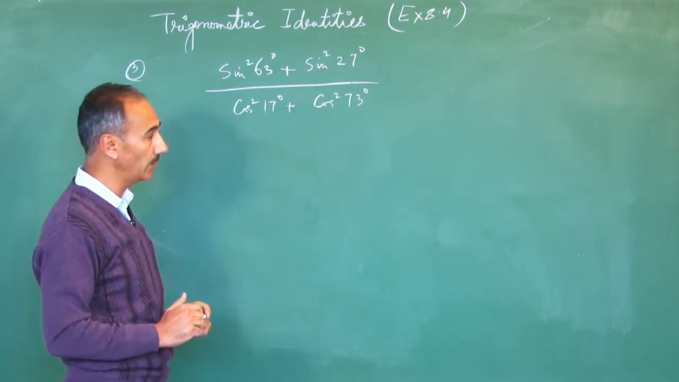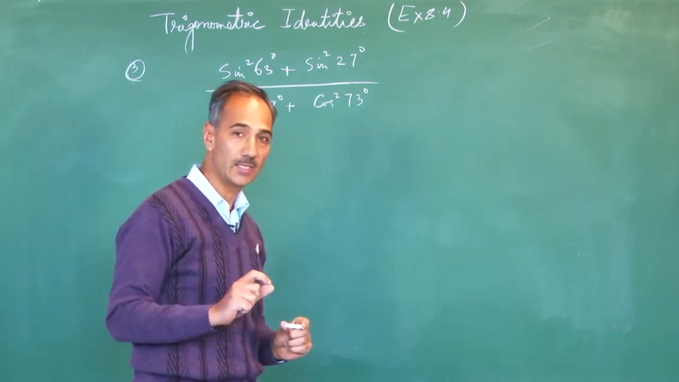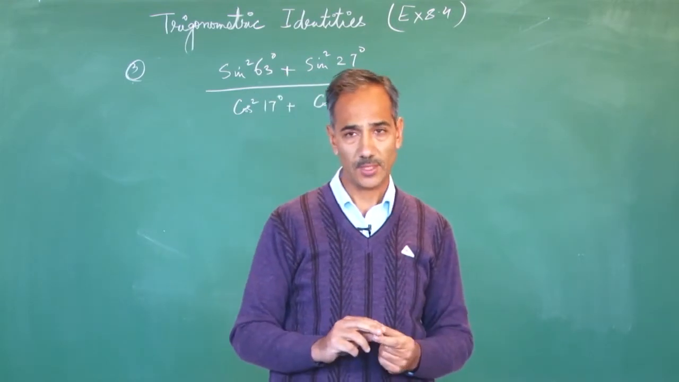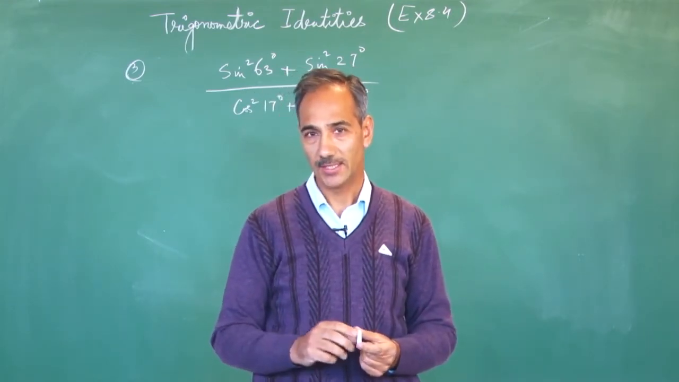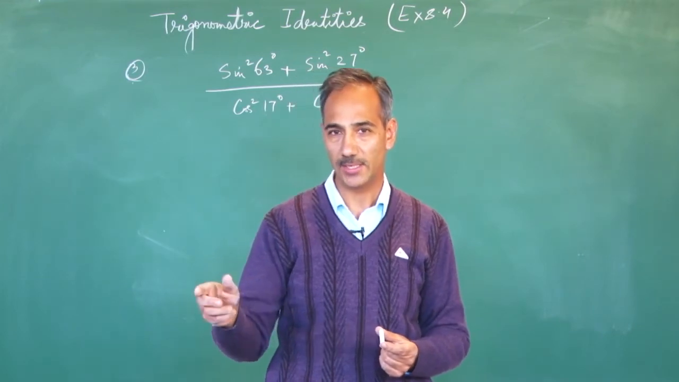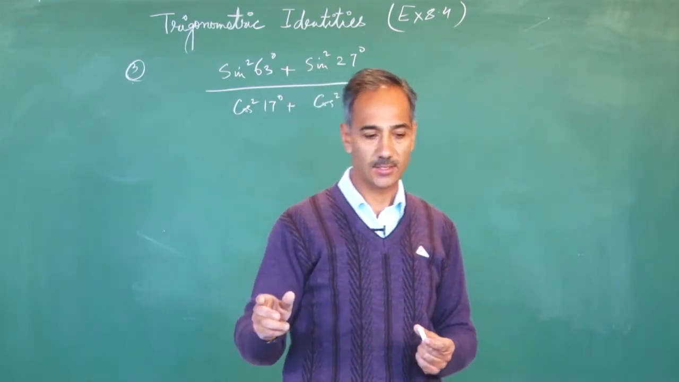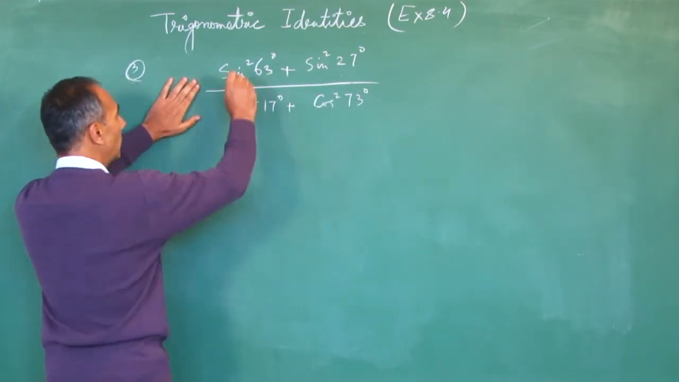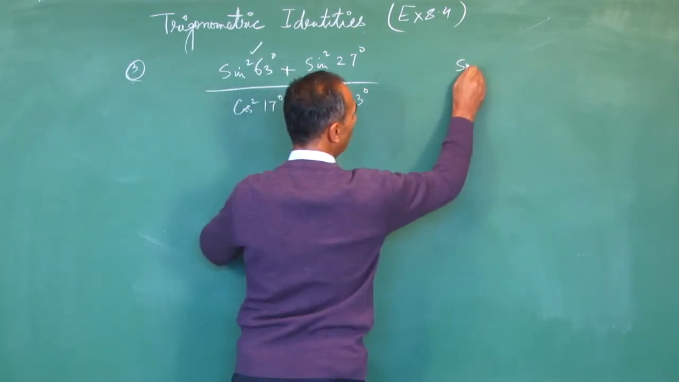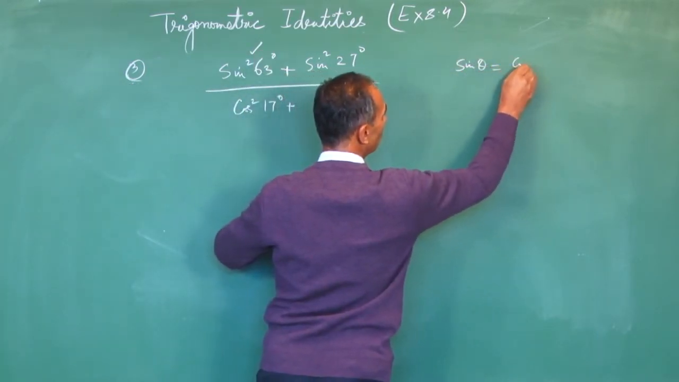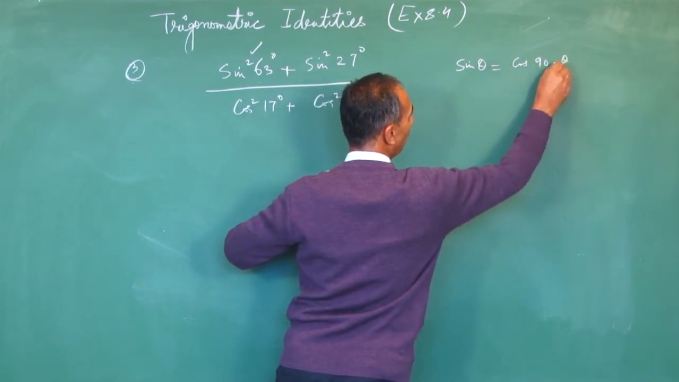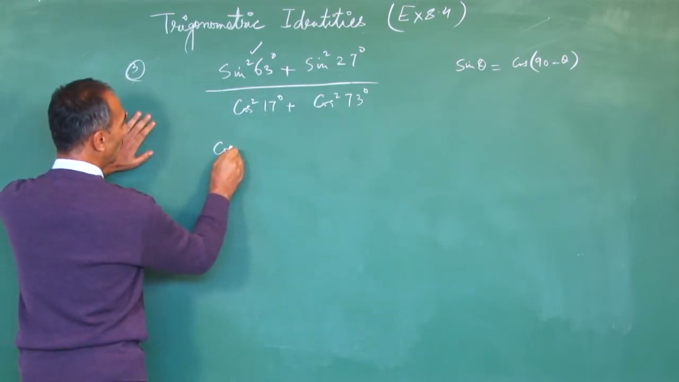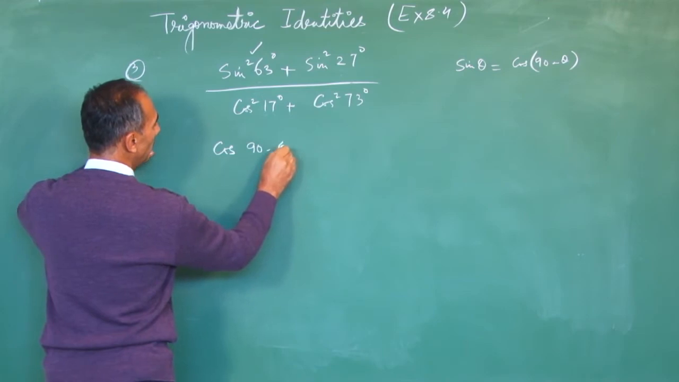Do remember in the previous videos, for complementary angles, we said that when you have two angles that sum up to 90, they are said to be complementary angles, and you have a result that sine 90 minus theta is cos theta, cos 90 minus theta is sine, tan is cot, and cot is tan, and so on. So what we'll do is change one of the angles. Let me change this angle. So sine 63, I will write using the result sine of theta, that is cos of 90 minus theta. Sine theta is cos 90 minus theta.